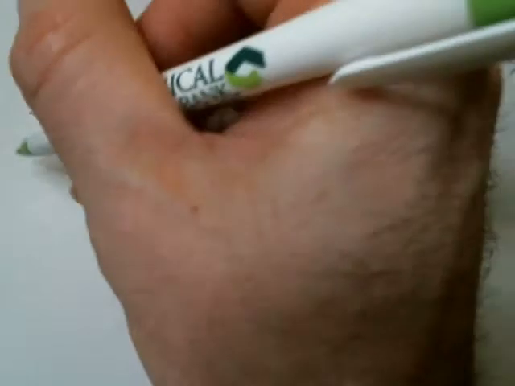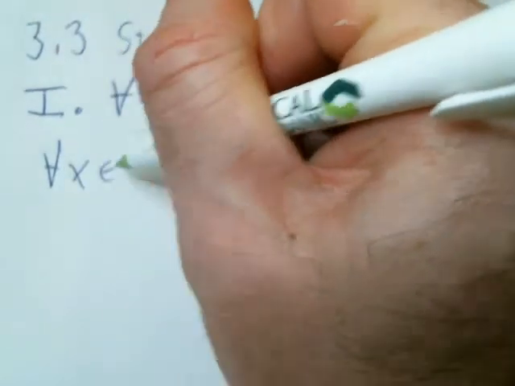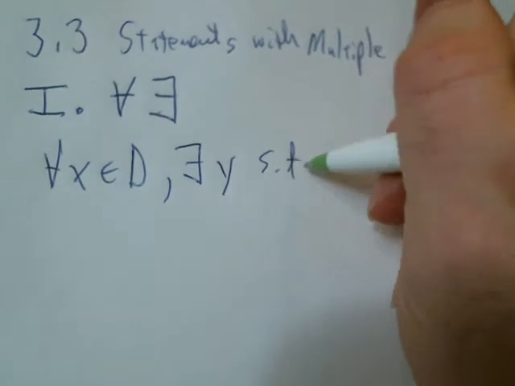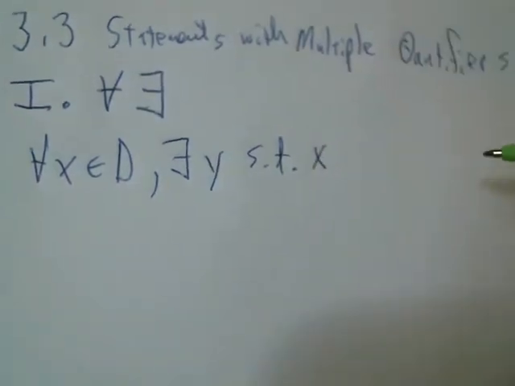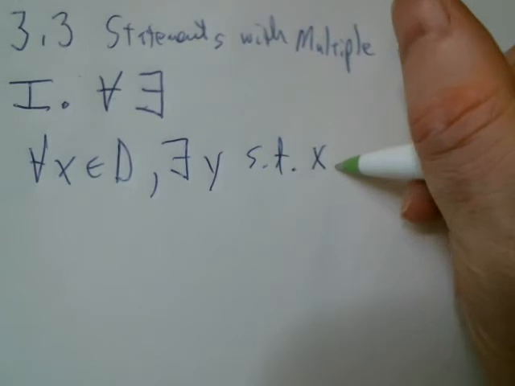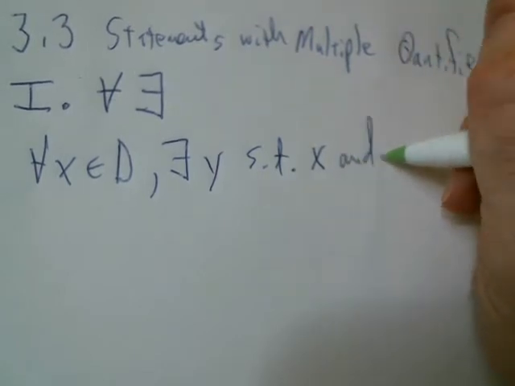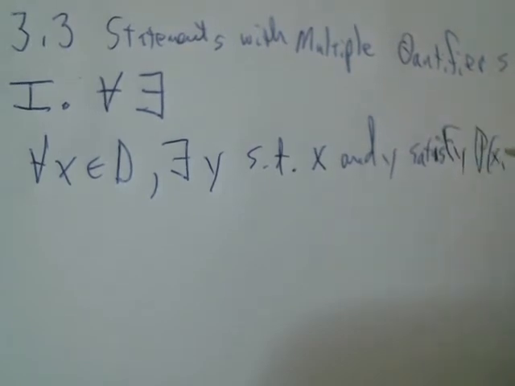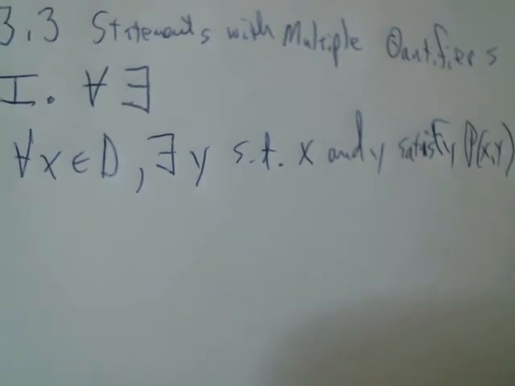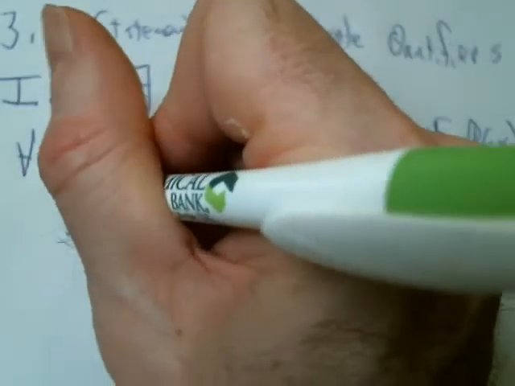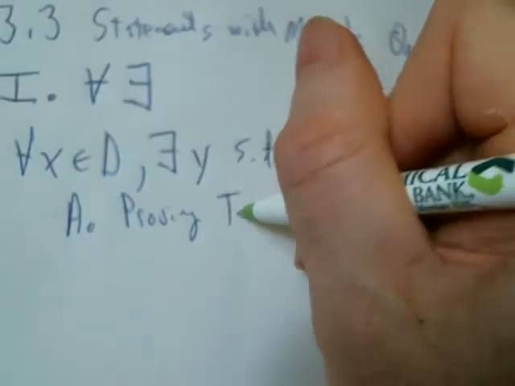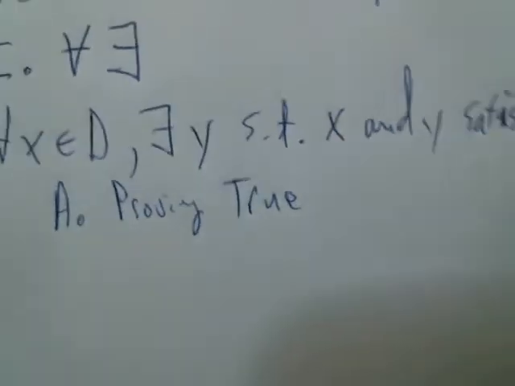And the form: for all x in some domain D, there exists a y such that x and y satisfy some predicate p of x, y. Okay, so first, about proving these things. The first type is proving the thing is true.